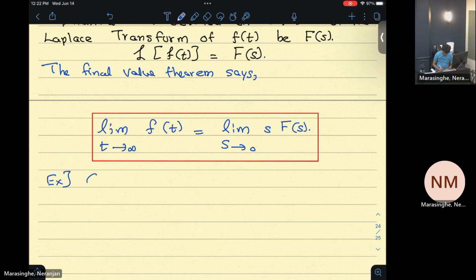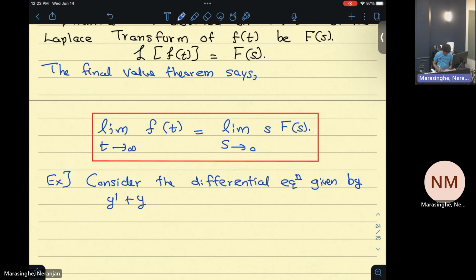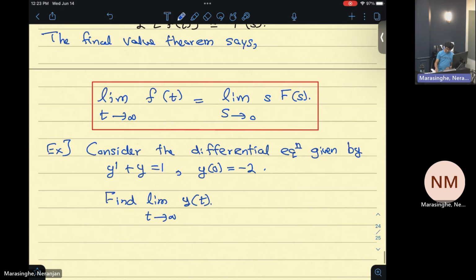Consider this example. Consider the differential equation given by y' + y = 1, where y(0) = -2. Find the limit as t goes to infinity of y(t). As I mentioned earlier, this is some system, right?